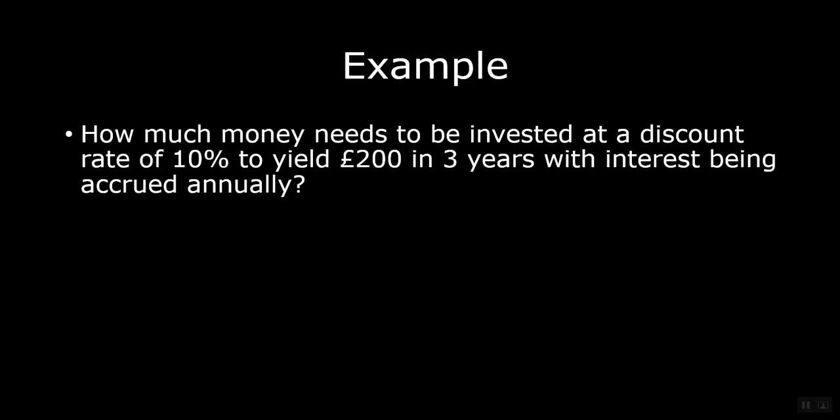So how much money will be invested at a discount rate of 10% to yield £200 in 3 years with interest being accrued annually? So it's P equals 200 over 1.1 to the power 3, or £150 and 26.3 pence. Yeah? So let's invest £150 and 27p, and then we'll get slightly more than £200 in 3 years' time. We'll be working in bigger sums when we work with a company, but these sums are easy enough to put into your calculator and work out.